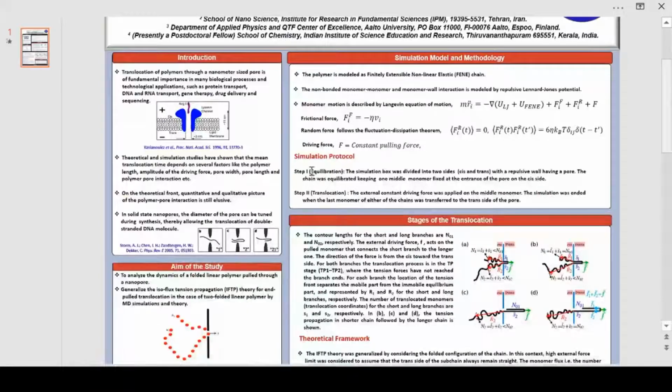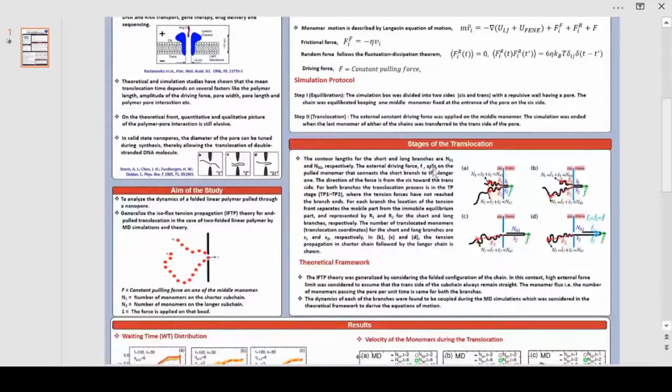In the simulation protocol, we have considered two stages, equilibration and translocation of the chain. Further, we have found that the translocation happens in four stages. The first stage is the tension propagation along both the branches. Second stage is end of tension propagation in the shorter segment. Third one is the tension propagation on the second segment, while the first has already crossed the pore. And fourth is ending of the tension propagation at the longer segment.